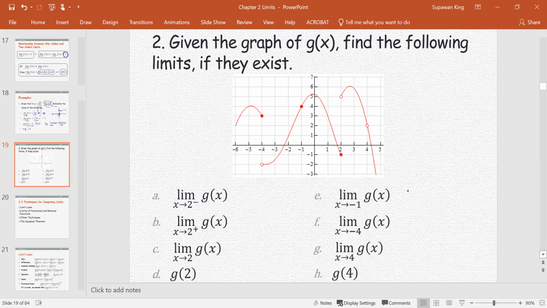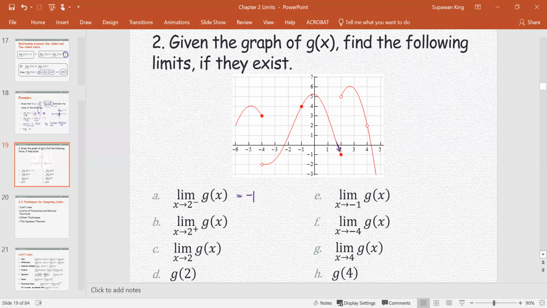In this example, given the graph of g(x), find the following limits if they exist. In part A, we find the limit of g(x) as x approaches 2 from the left. We position at x equals 2, where the graph coming from the left side of 2, the function value is approaching the value -1. So the limit as x approaches 2 from the left of g(x) is -1.